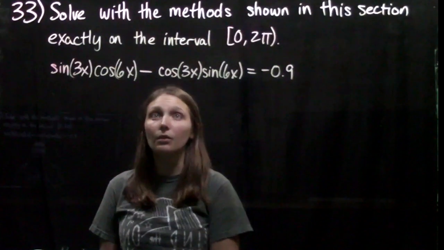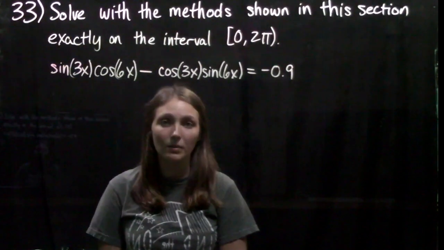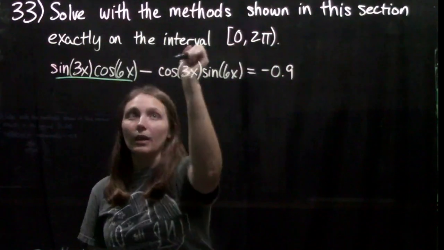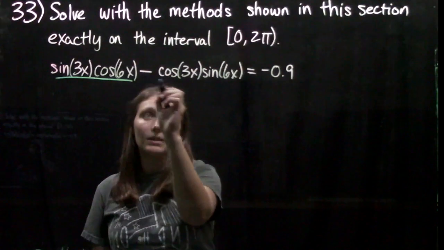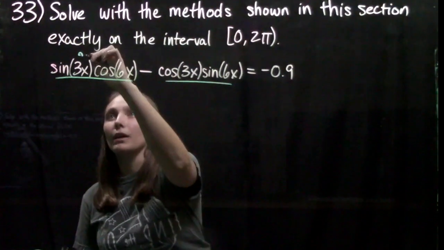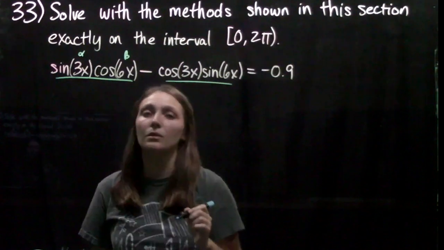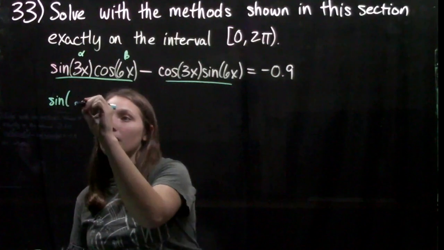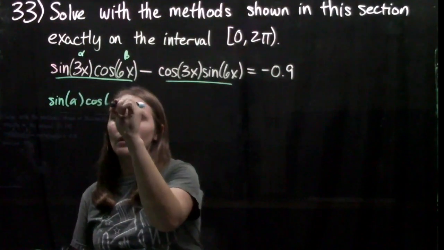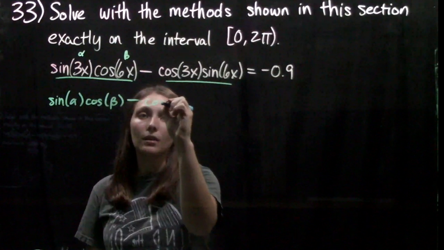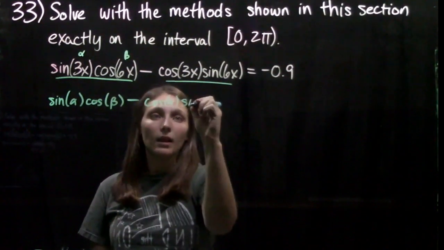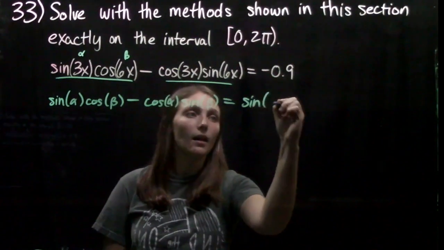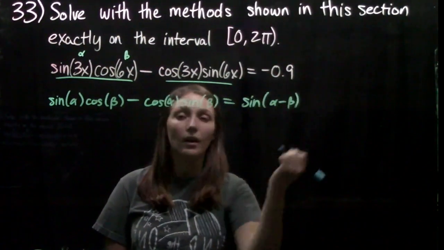9/10. So first thing we want to notice is we want to simplify this problem as much as we possibly can. And we notice that we have two different angles within a cosine and a sine, and we've got a difference in between them. So we're going to call our 3x our alpha, our 6x our beta, and use the sine difference identity, which says that if we have the sine of alpha times cosine of beta minus cosine alpha times sine of beta, that's going to be equal to the sine of the difference of the angles.